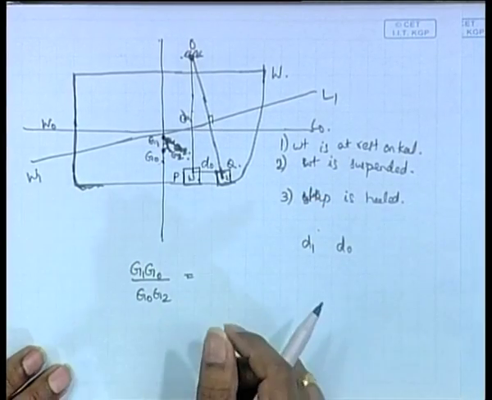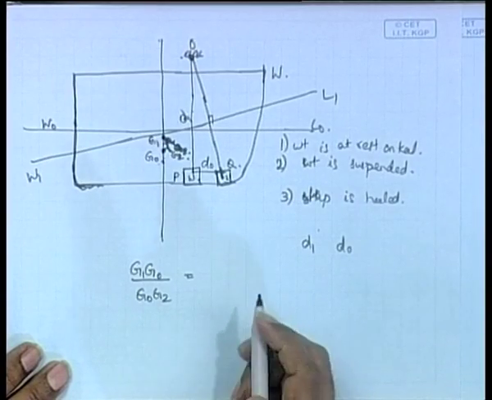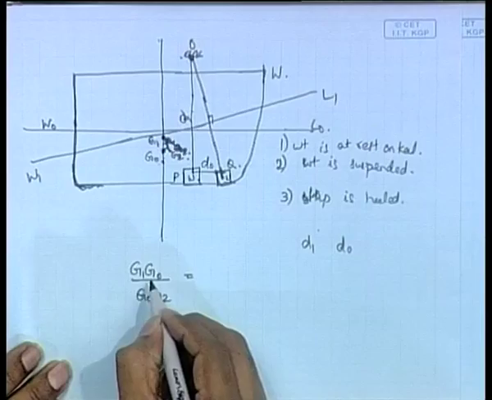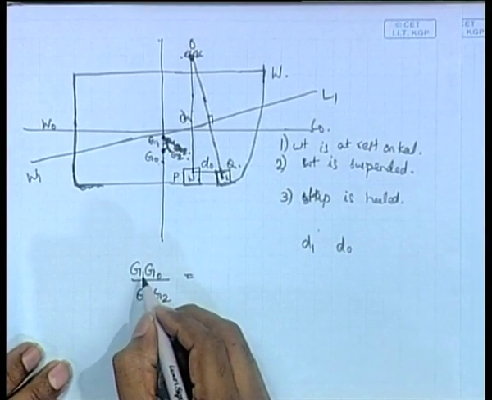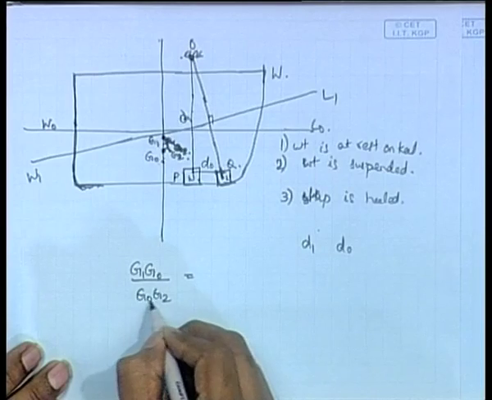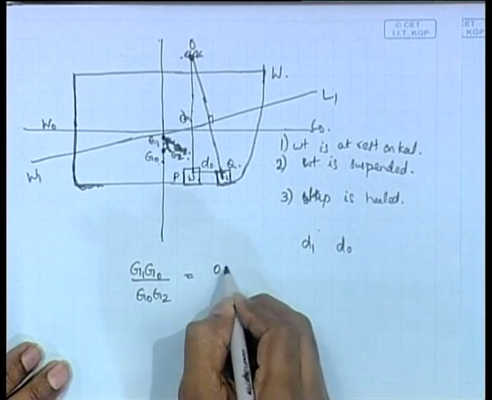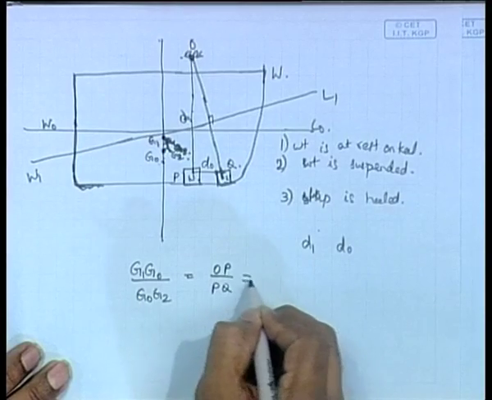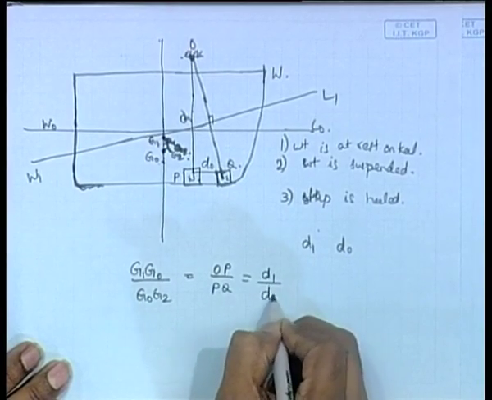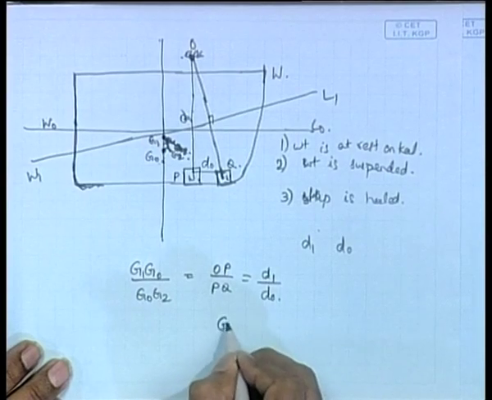Okay, then now what we are saying is that the two triangles are similar. So, you have g0g1 by g0g2 is equal to OP by PQ, which is equal to d1 by d0. Then I just do this g0.